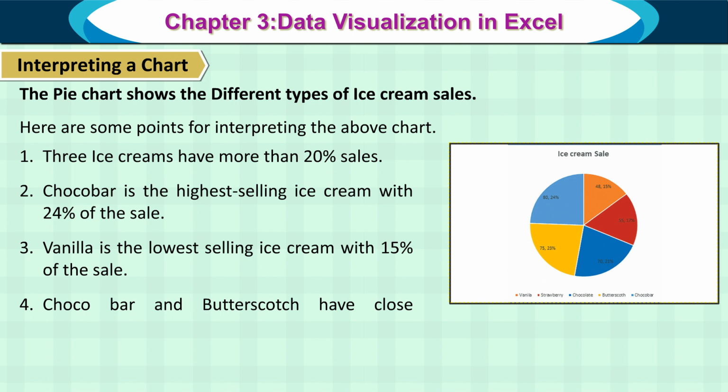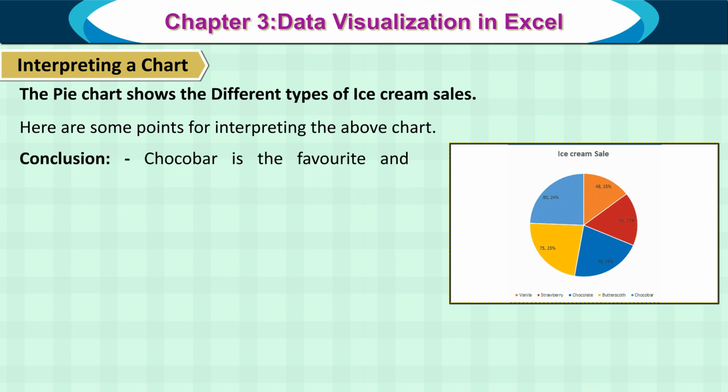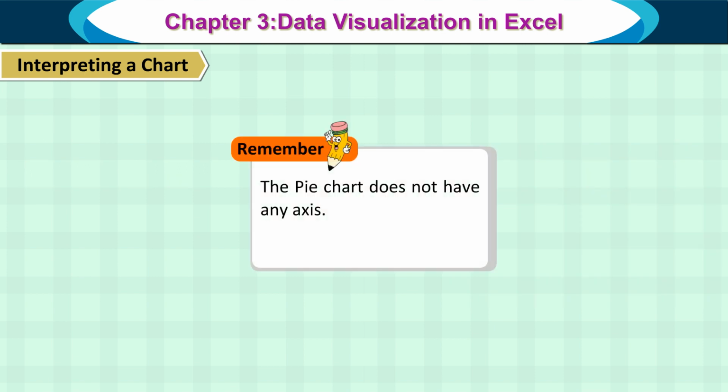4. Chocobar and butterscotch have close competition with only a 1% difference. Conclusion: Chocobar is the favorite and highest selling ice cream. Remember, the pie chart does not have any axes.